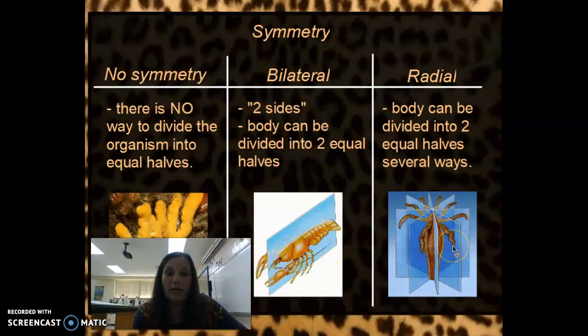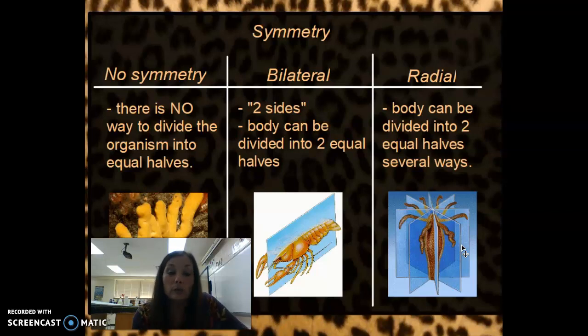This one is called radial symmetry, but I do want you to think of the radius of a circle or the spokes on a bicycle wheel. So basically it means there are several ways, sometimes even an infinite number of ways, where you can cut these organisms in half. This species right here is called a hydra. It's almost like a grounded version of a jellyfish. And you see all those little glass panes that they used? There are many, many ways you can cut that organism in half.